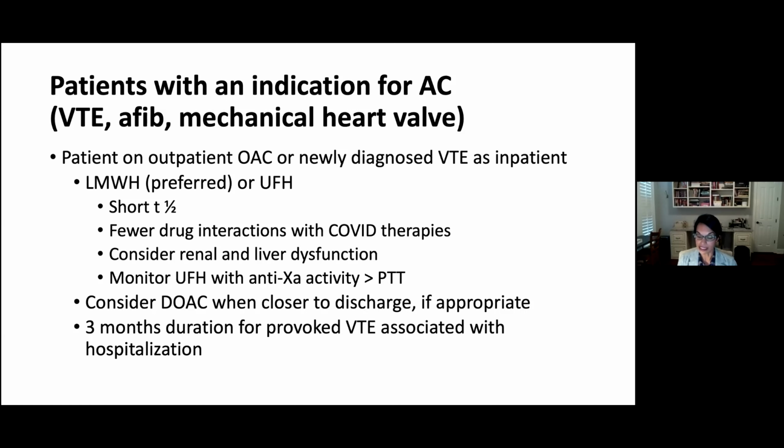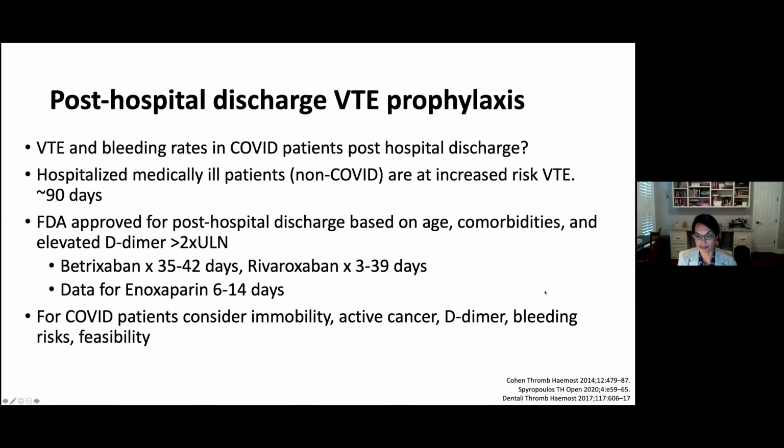For acute VTE associated with hospitalization, a standard 3 months of anticoagulation is recommended because these are considered provoked thrombotic events. So are COVID patients post-hospital discharge high enough risk for VTE to warrant extended prophylaxis? Unfortunately, we don't have data in this particular population to guide us on thrombotic or bleeding risk post-discharge. What we do know is that in non-COVID hospitalized medically ill patients, they are at increased risk of VTE up to 90 days after discharge.